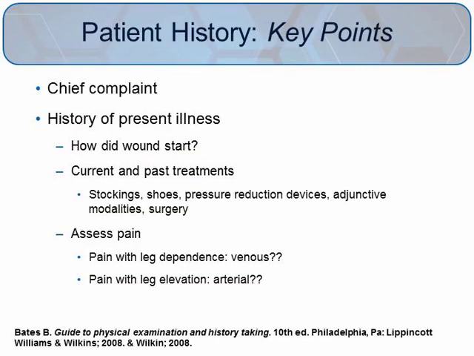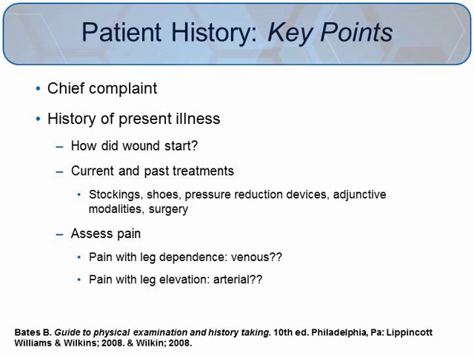So in terms of the patient history, there are some key points. The first is the chief complaint. And this is just what the patient has presented to you for. For instance, I have a non-healing wound on my left leg. The next part is the history of present illness. And this is where you are specifically asking questions about the wound. Not anything else about history. We're focusing on the wound.